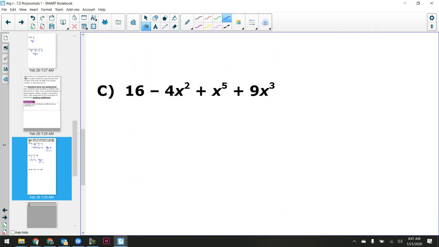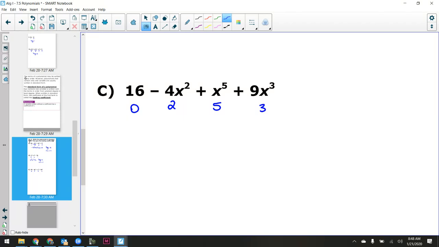Let's take a look at the last example from this set. We got 16 minus 4x squared plus x to the 5th plus 9x to the third. So again, writing it in standard form, going from biggest to smallest in terms of the degrees. Let's write out what each degree is. What's the degree of just 16? 0. What's the degree of 4x squared? 2. Degree of x to the 5th? 5. And then 9x to the third is just 3.